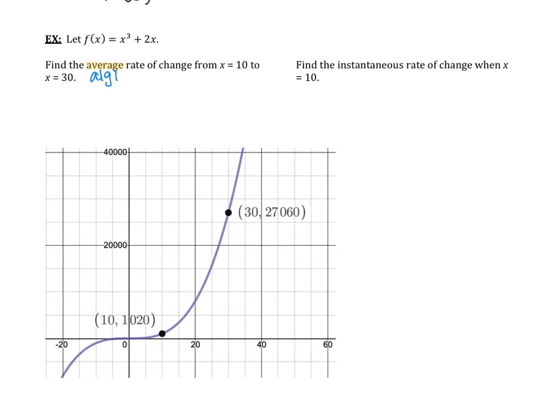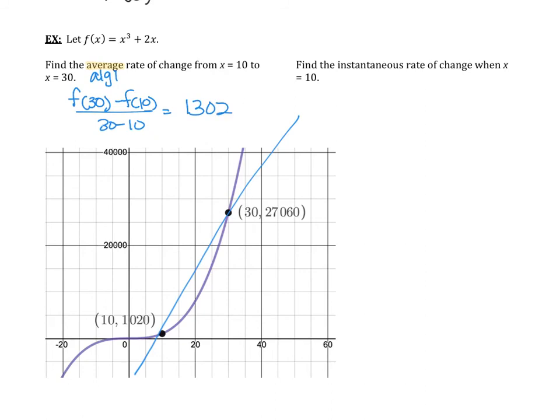Okay, so what does this look like? This looks like a straight line, the secant line between those 2 points. Okay, so if I'm going to find the slope of this, I am going to do f of 30 minus f of 10 over 30 minus 10. That should be pretty second nature at this point, and typing that in my calculator I get 1302.